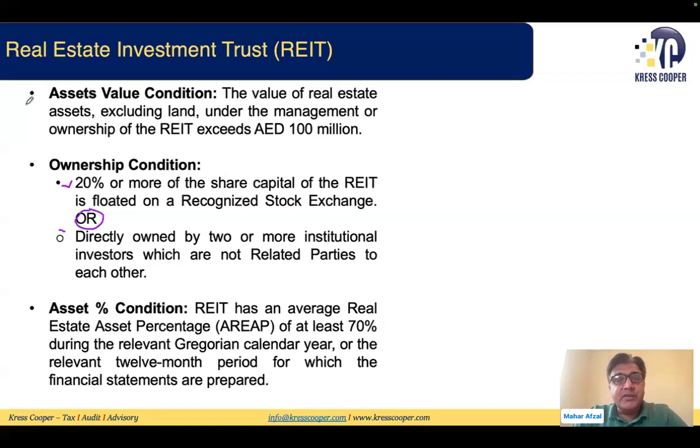So the first condition is the asset value condition, a portfolio of more than 100 million; the ownership condition is 20% directly owned by the institutional investor. Any one of these conditions needs to be satisfied. And third is that the assets being utilized to generate the real estate investment income should not be less than 75% of their total assets.